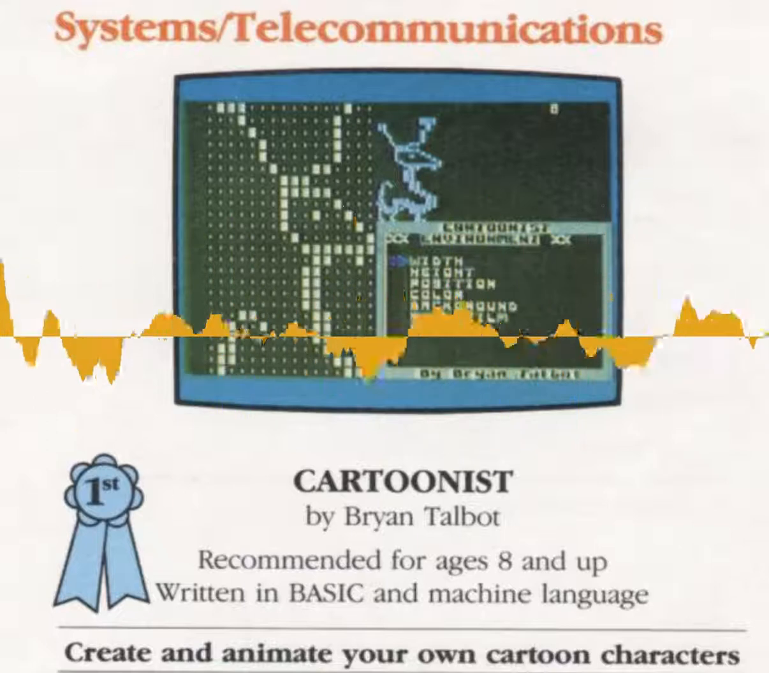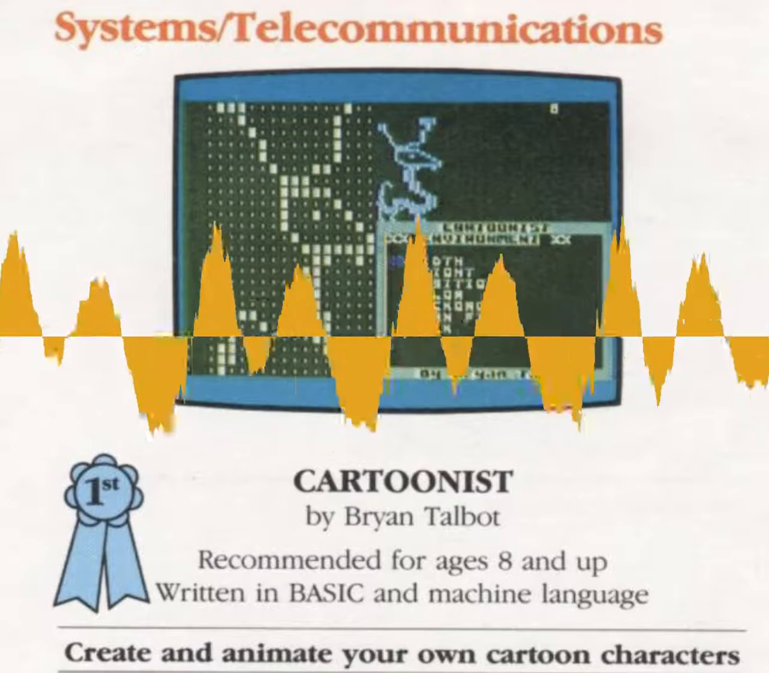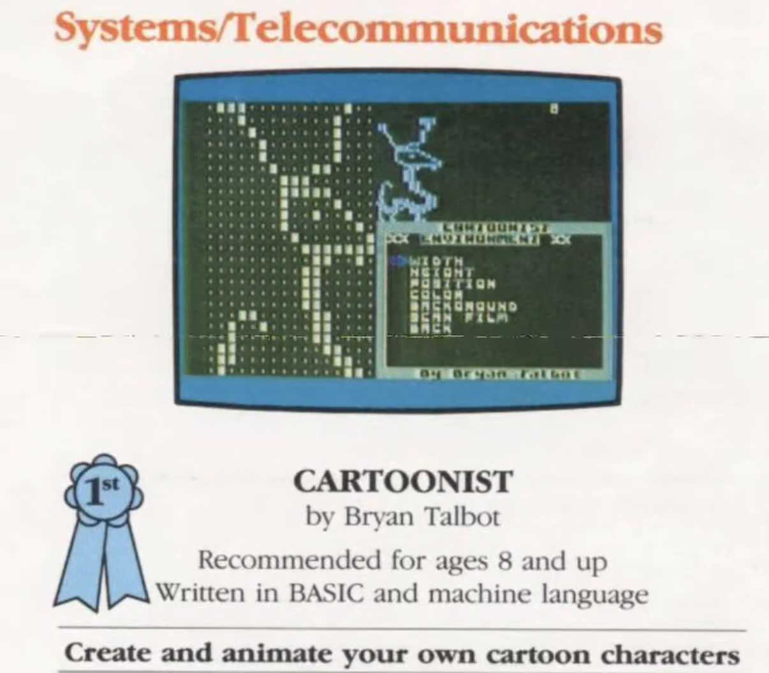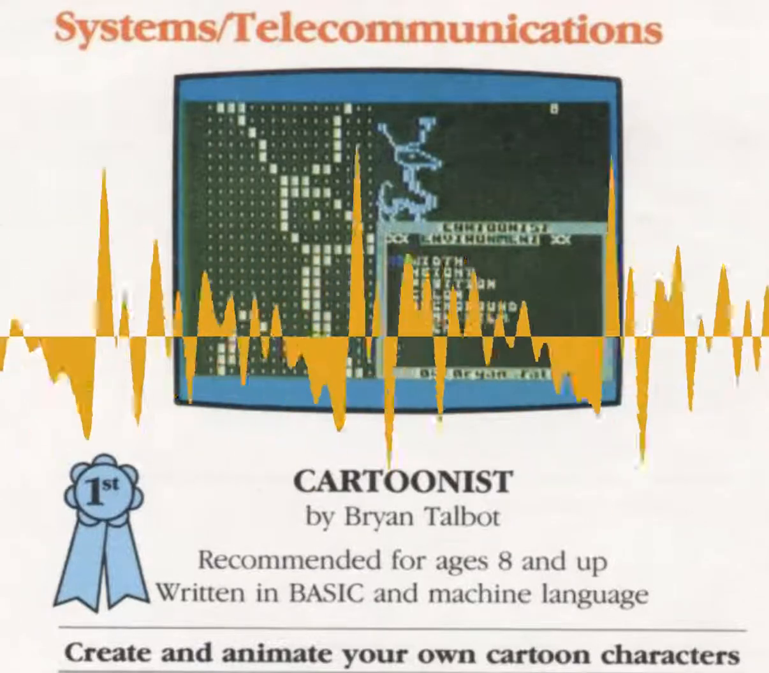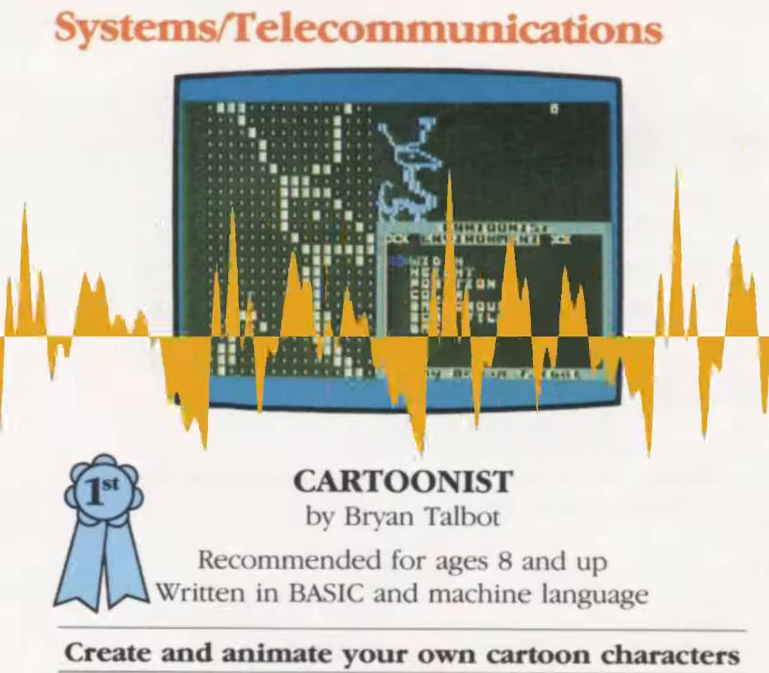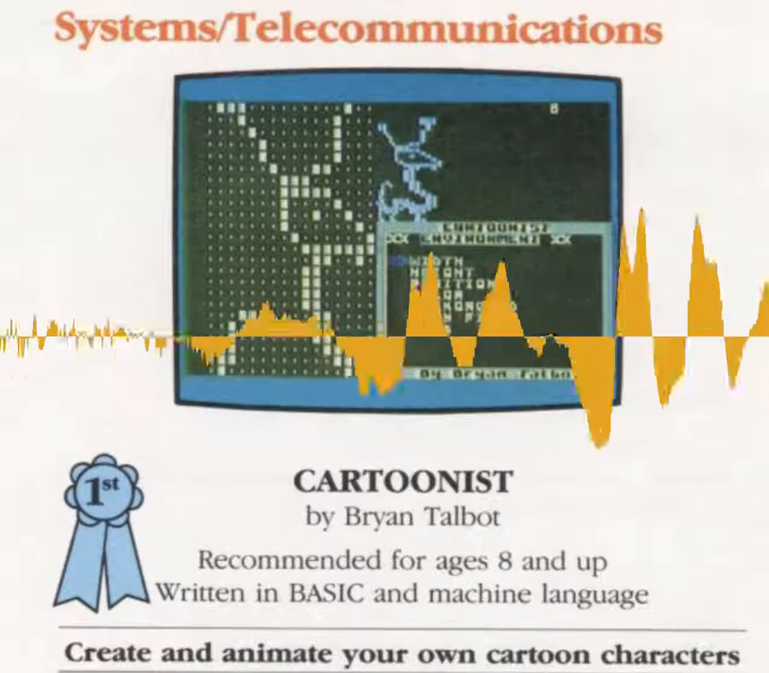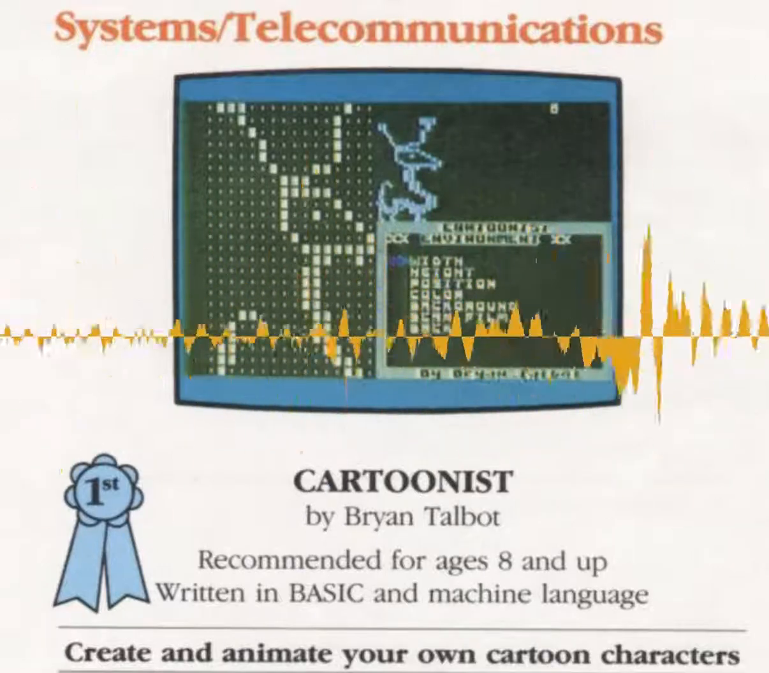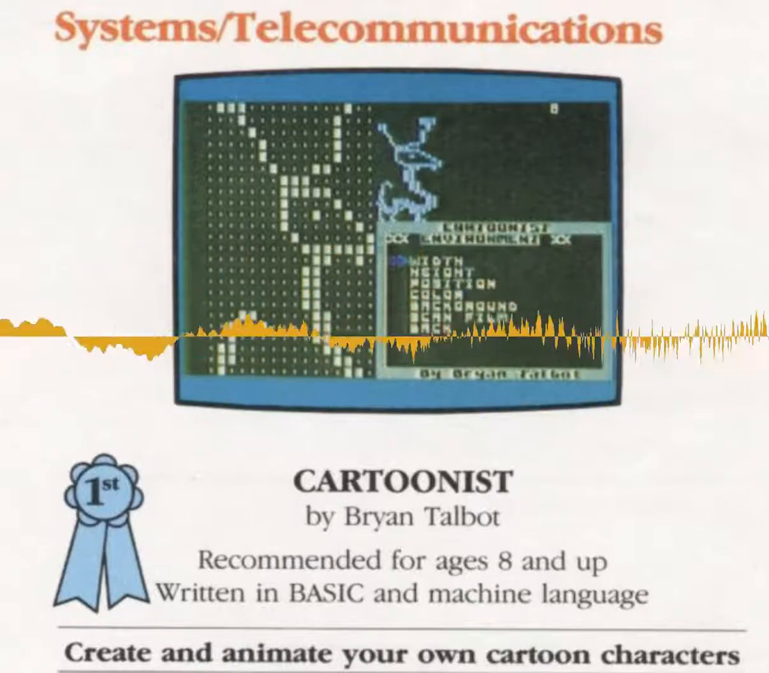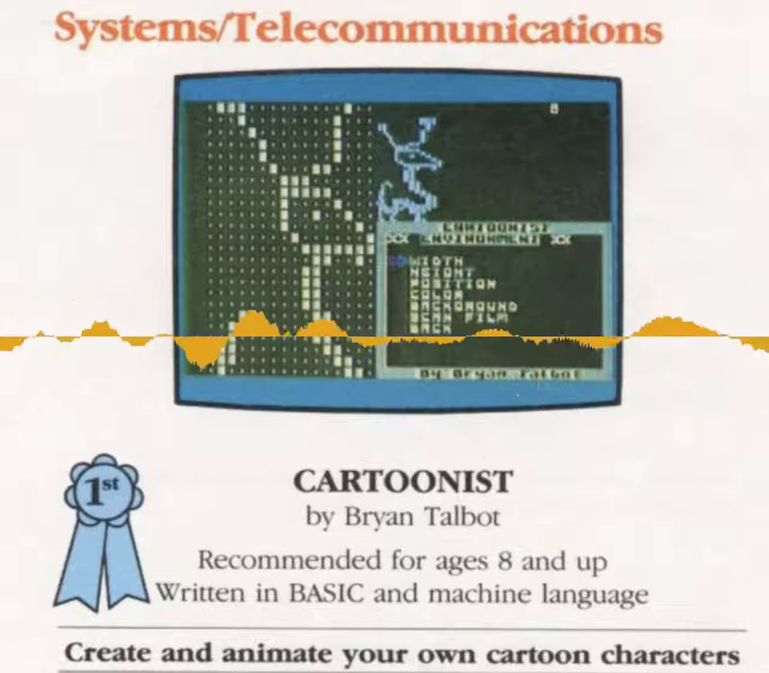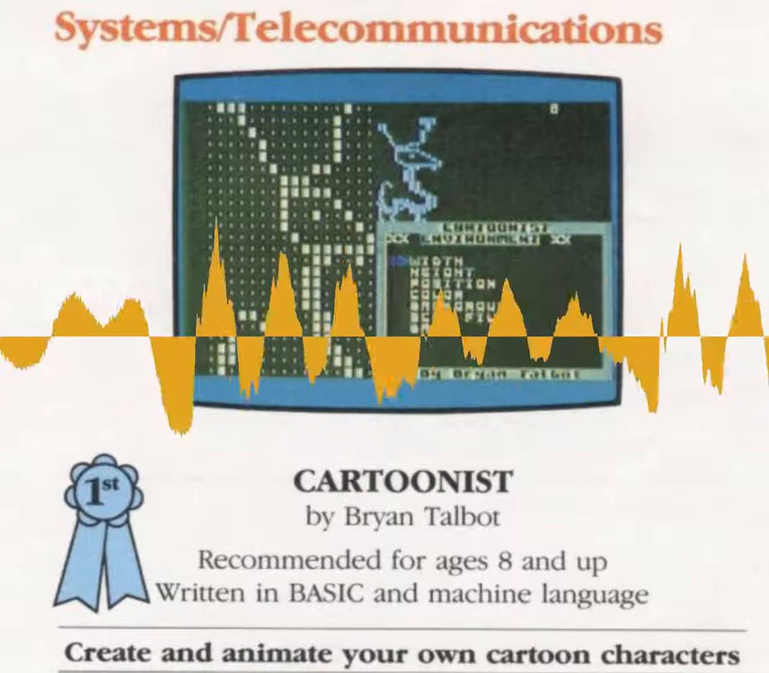Cartoonist by Bryan Talbot. Recommended for ages 8 and up, written in BASIC and machine language. Create and animate your own cartoon characters. Ever had a secret desire to make your own movie? With Cartoonist, you use your Atari home computer to create your own characters and put them into motion. To create a frame, use your joystick controller to draw a character on the screen, modifying its height, width, or color, or create its mirror image. After you create your first frame, create more frames for your movie. You can insert frames, copy them, exchange different ones, or delete the ones that don't fit.